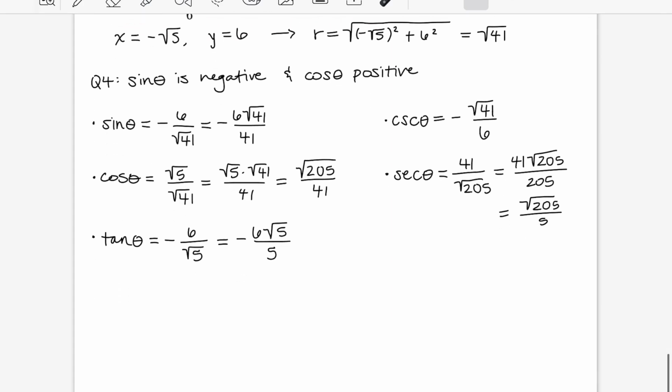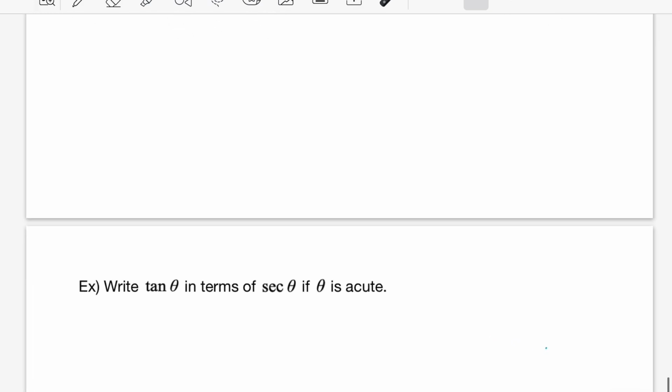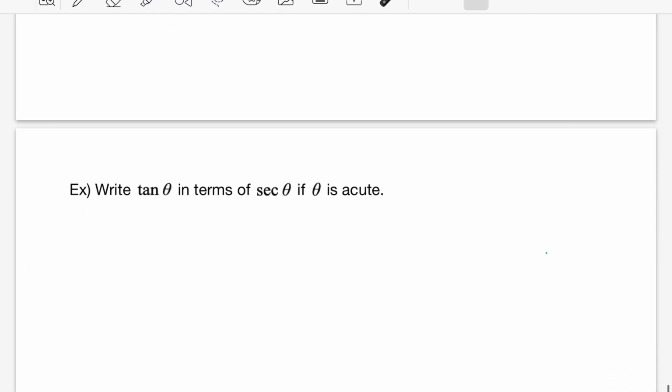And then the last example we're going to look at is the following. We want to write tan theta in terms of secant theta if theta is going to be an acute angle. And from section 9.1, this just means that our angle is between 0 degrees and 90 degrees.